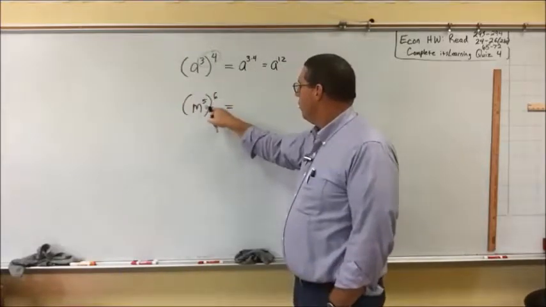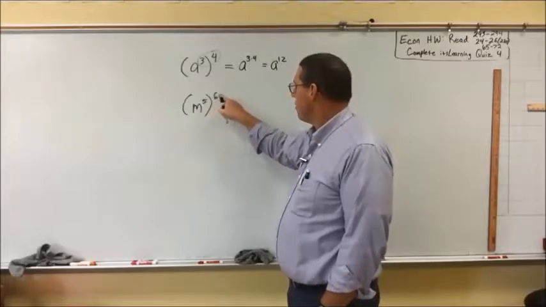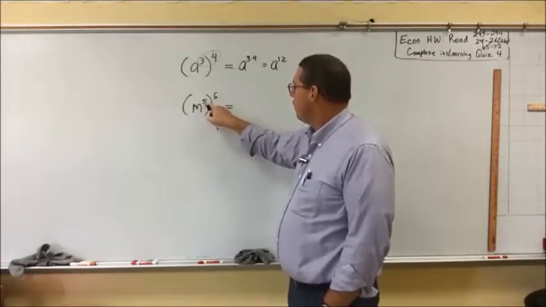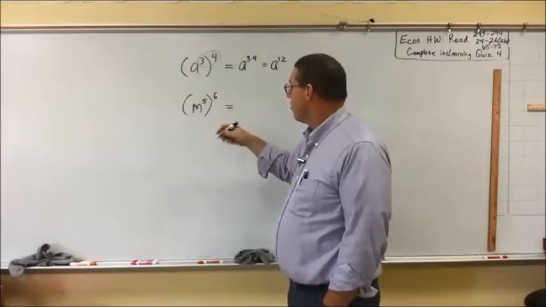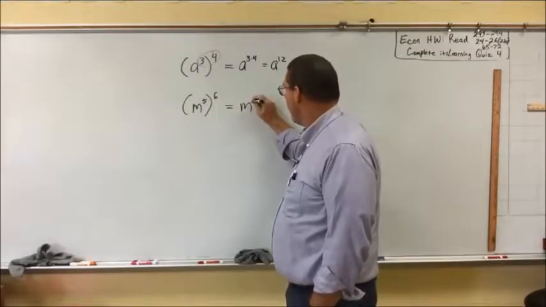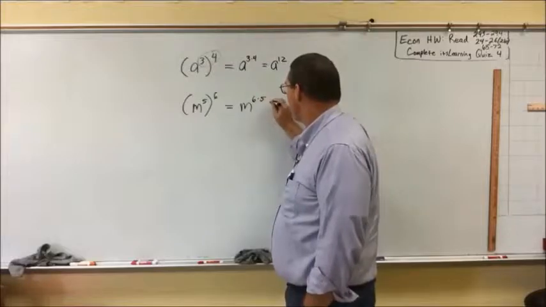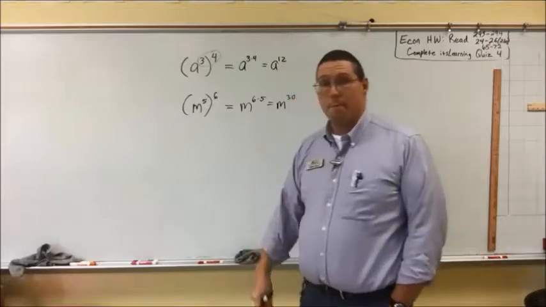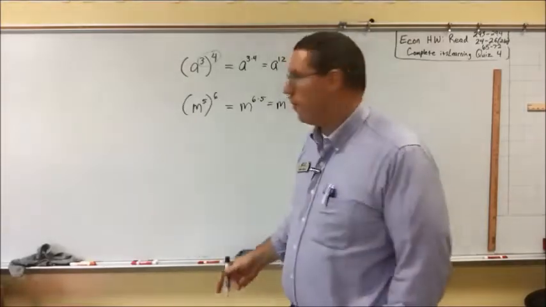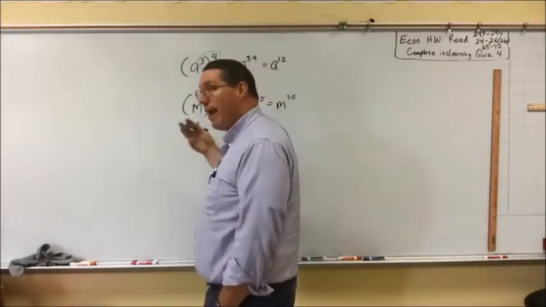Okay, well, all we have to do here is we have the fifth power to the sixth power, so there's 6 fifth power m's. 6 of these. So 5 times 6, that's 30. So that's m to the power of 6 times 5, or 5 times 6, and that's m to the 30th power.